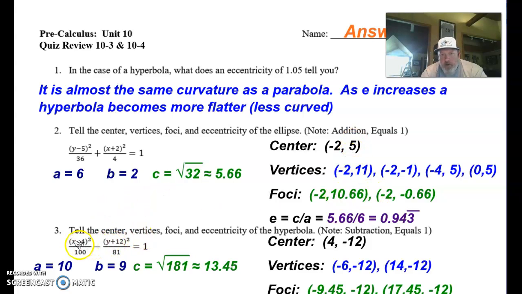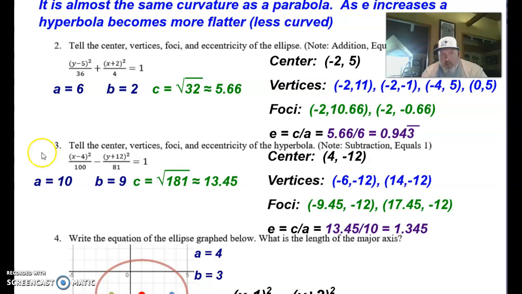The center point for this hyperbola is going to be at (4, -12). Again, we can get a and b, so 10 here for a, 9 for b, and then we do a squared plus b squared, so we add them, 181, so c is 13.45. Again, c allows me to find the foci, and if they ask you for the eccentricity, it's c over a, so in this case 1.345.